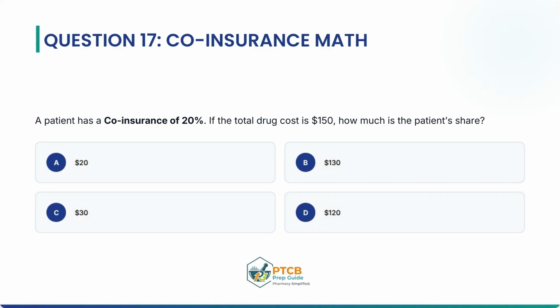A patient has a co-insurance of 20%. If the total drug cost is $150, how much is the patient's share? Option A, $20. Option B, $130. Option C, $30. Or option D, $120.